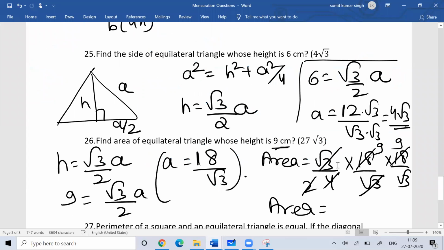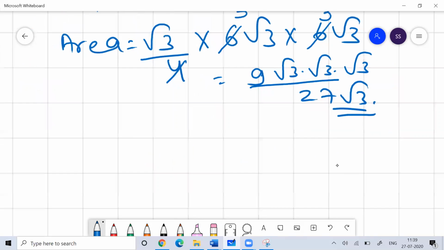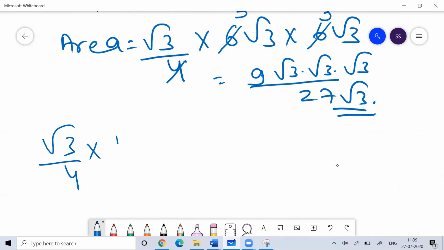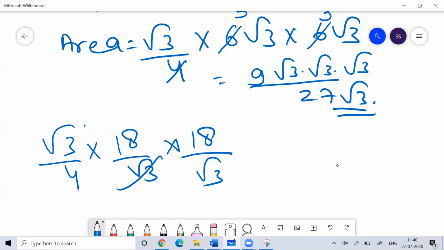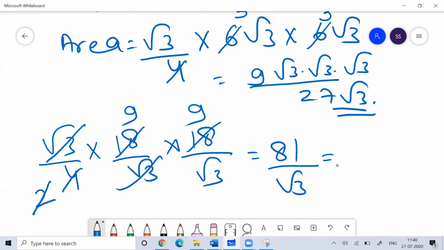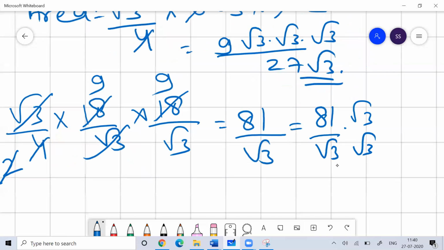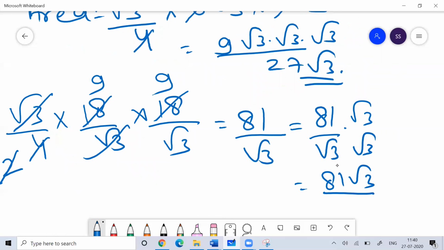Fine, there's some error here. So root 3 by 4, 18 by root 3, then 18 by root 3, I should get the same value. So root 3 gets cancelled. This is 2, this is 9, this is 2, this is 9. So this is 81 by root 3. If I rationalize both sides, I'll get 81 root 3 by 3. So I get 27 root 3. Either way, I'll get the same answer.